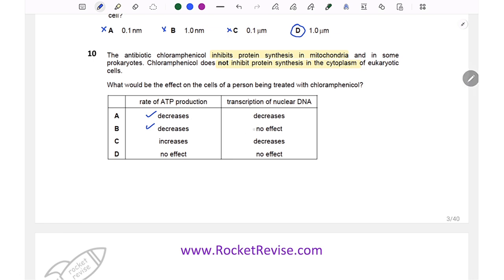You might think that it has no effect on the DNA because of this part, that it does not inhibit protein synthesis in the cytoplasm, but it does have an effect in the end because you have less ATP, so you're going to have decreased transcription of nuclear DNA. That is A.